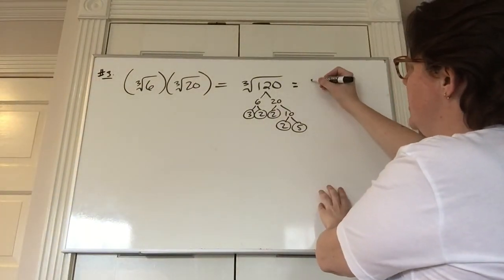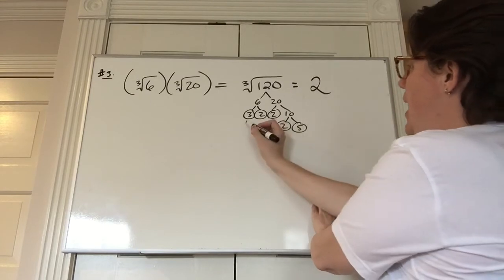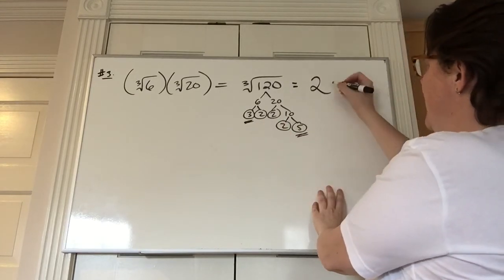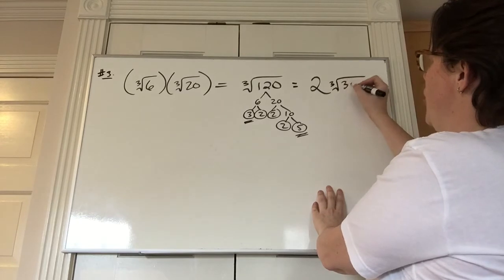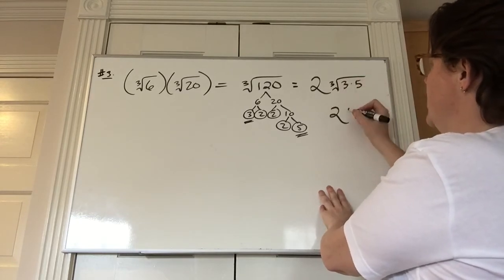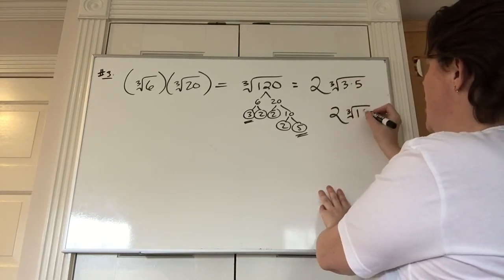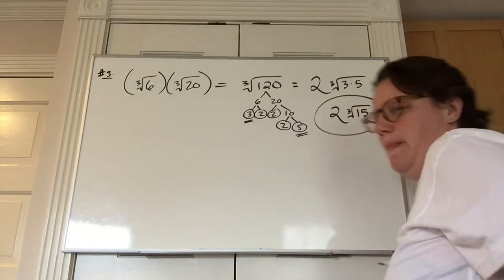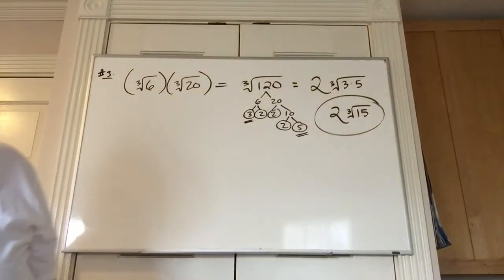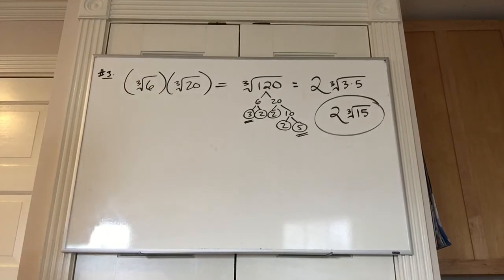3 2s on the inside makes 1 2 on the outside. And then 3 and 5 are left inside. And I just want to multiply those together. So this is 2 times the cube root of 15. All right. What else have we done with square roots?